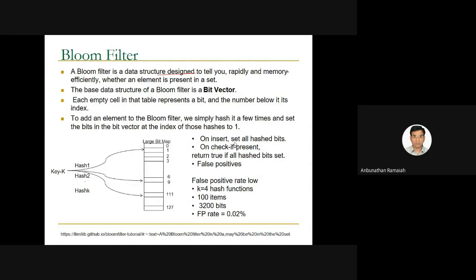On insert, set all hashed bits. On check if present, return true if all hashed bits are set. False positive rate is very low. K equals 4 hash functions, 100 items, 3200 bits. Now the false positive rate is 0.02%. So it is appropriately finding the respective hash functions and then picking the data.